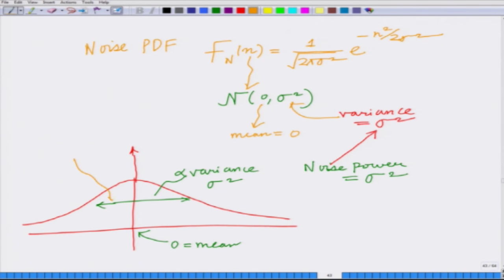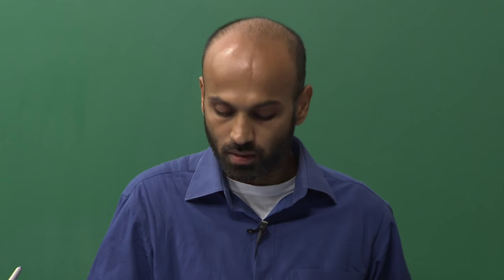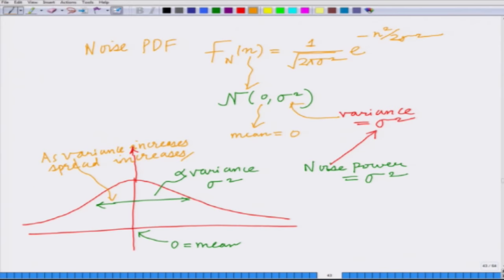As the variance increases, the spread of the Gaussian curve also increases, correct? And therefore, we are now considering such a channel, an additive white Gaussian noise channel with the noise PDF following this Gaussian distribution, right?